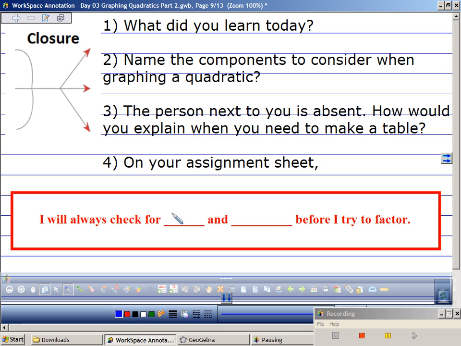Okay, on your assignment sheet, I will always check for what and what before I try to factor. GCF? What else? We talked about it yesterday. Squares. Good job. You look for squares. I'll have some of those coming up here. How's that sound?